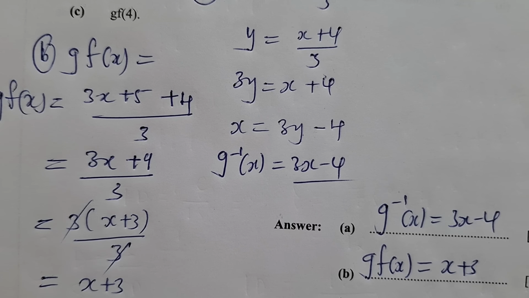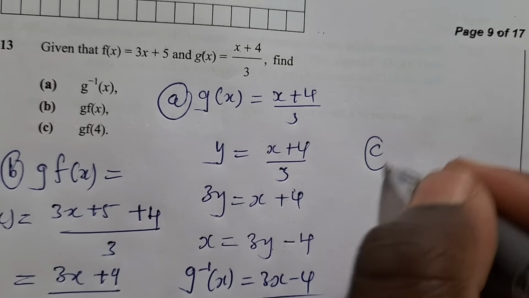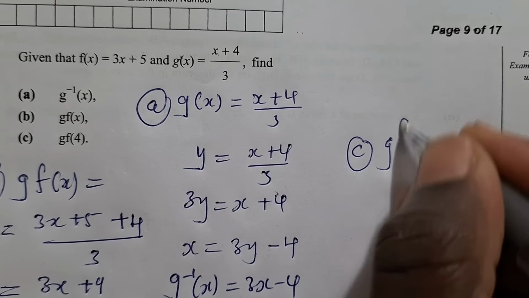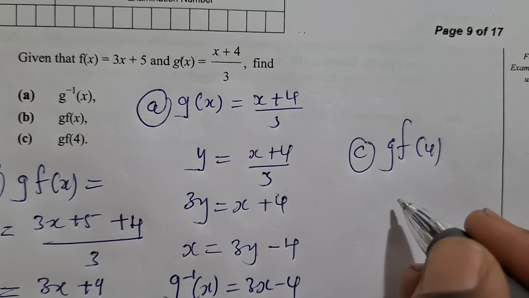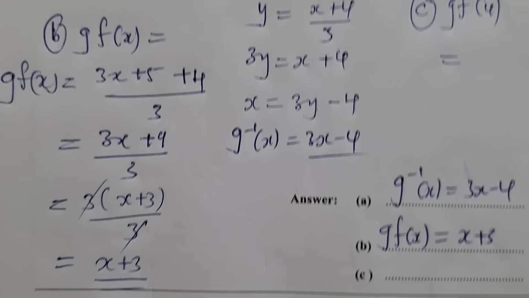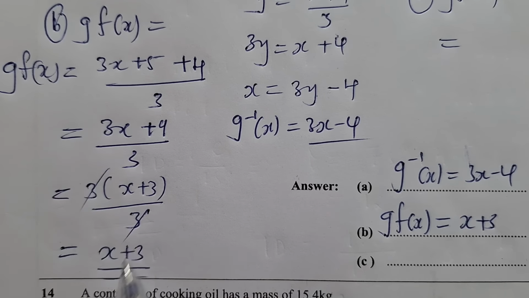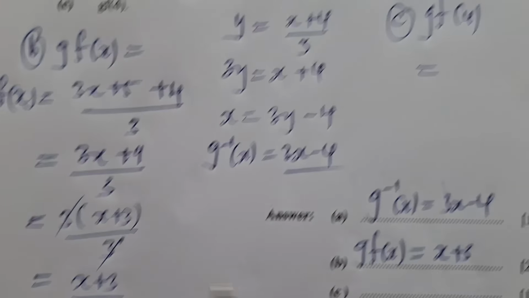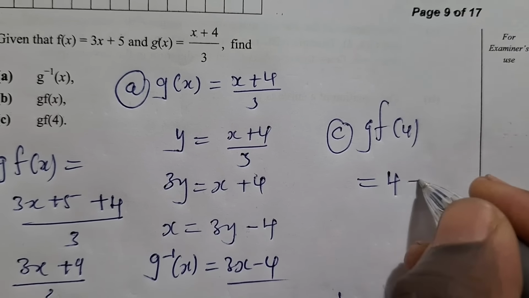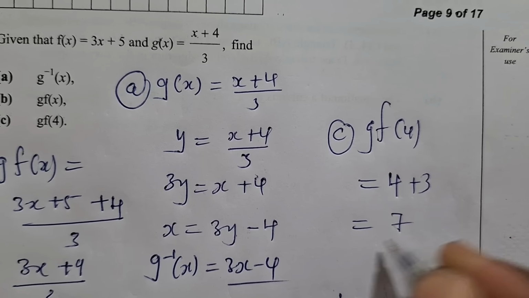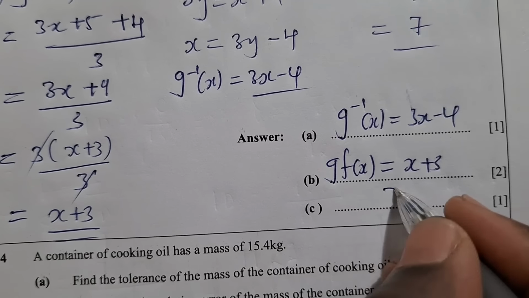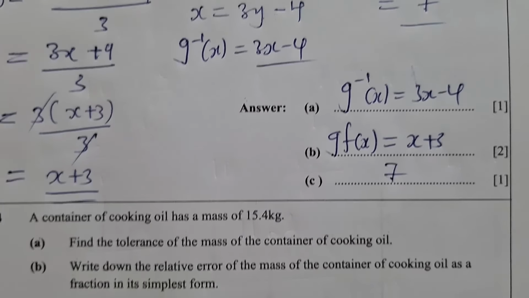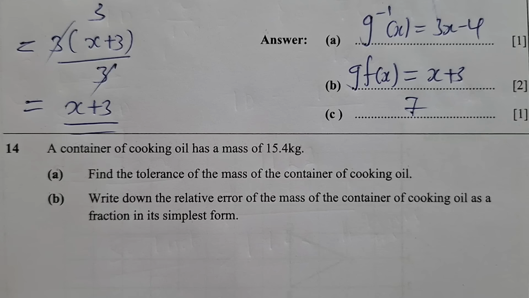And then the last question, which is question C, they're saying we find g of f of 4. This will simply be equal to, you see, this g of f of x. Now there is 4 here, meaning you're going to substitute 4 right here. So it will be 4 plus 3, which will give us a 7. So the answer here is equal to 7. Okay, we go to the next question here.